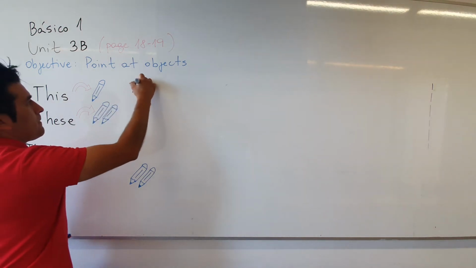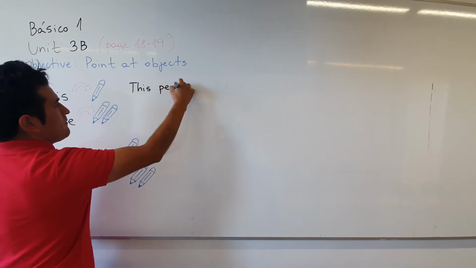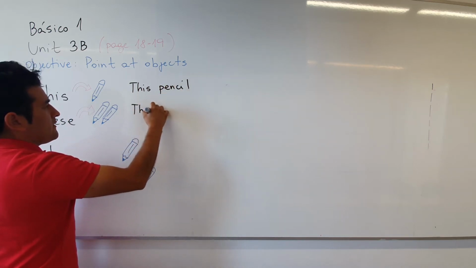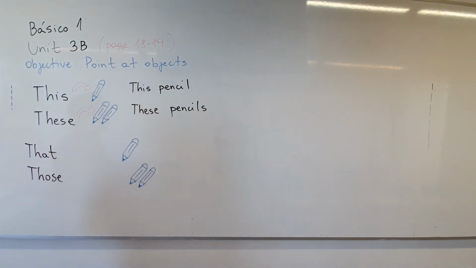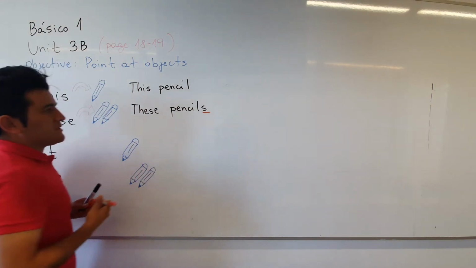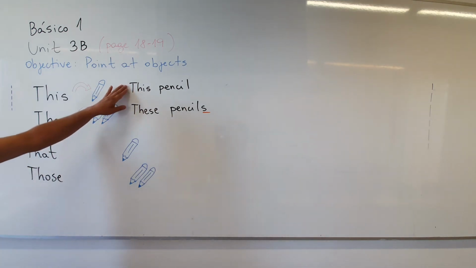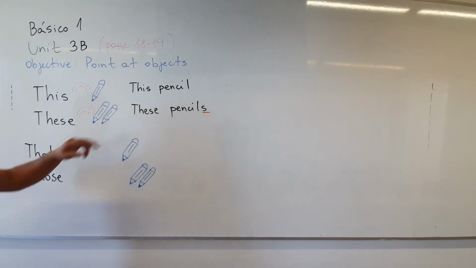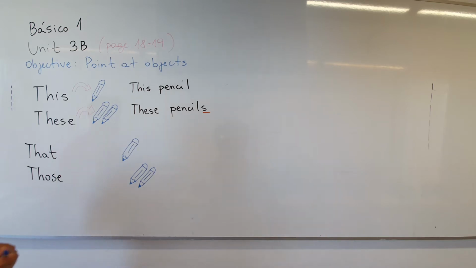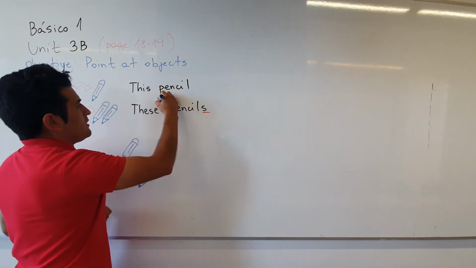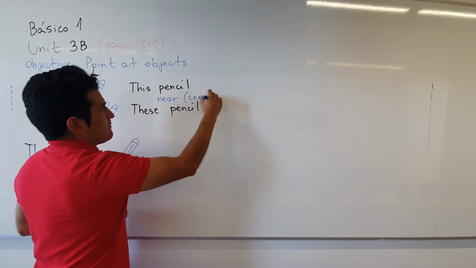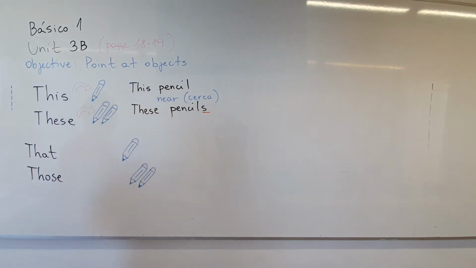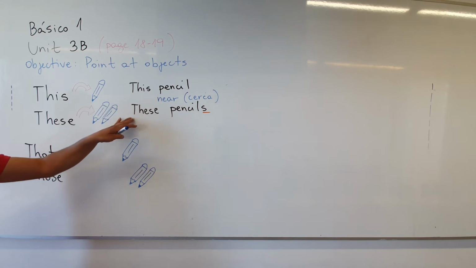For example, you say this pencil, and we say these pencils. So what's the difference here is that one is singular and the other one is plural. So you can see a difference. This and these, okay? And another thing that we can say here, that they are near. That means cerca. Okay, so we say this pencil and these pencils.